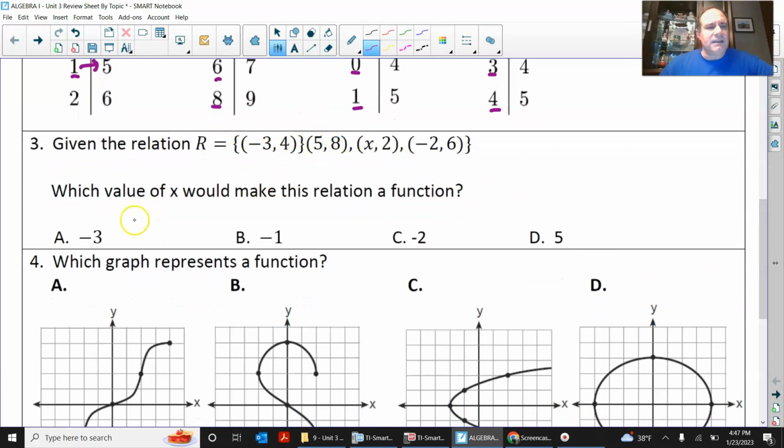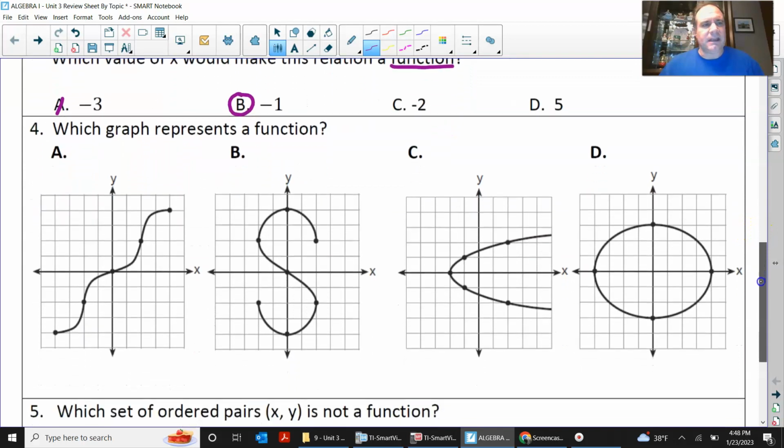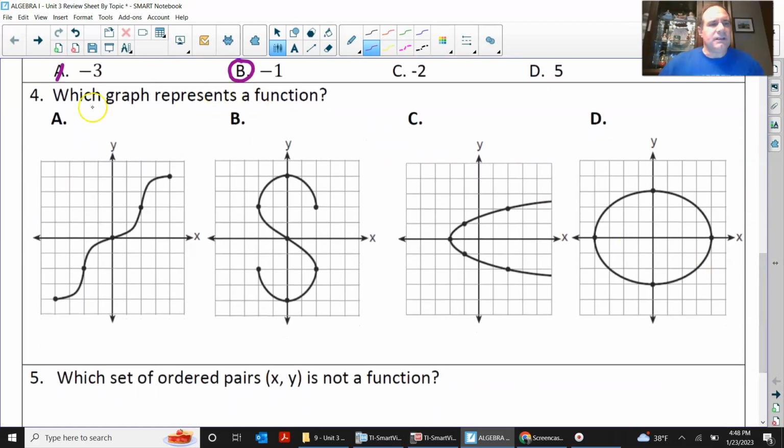Given this relation right here, which value of x would make this relation a function? So that means I cannot pick -3, 5, or -2, because that means the x would repeat and would go to a different y. So -3 is out. There's a -3 already. -1 is not there, so I'm going to pick B. And if I put -1 right in there, that would still remain a function. -2 would mean that this would repeat right here. The -2 is there, and the 5 already is in that. So B is the answer in that relation.